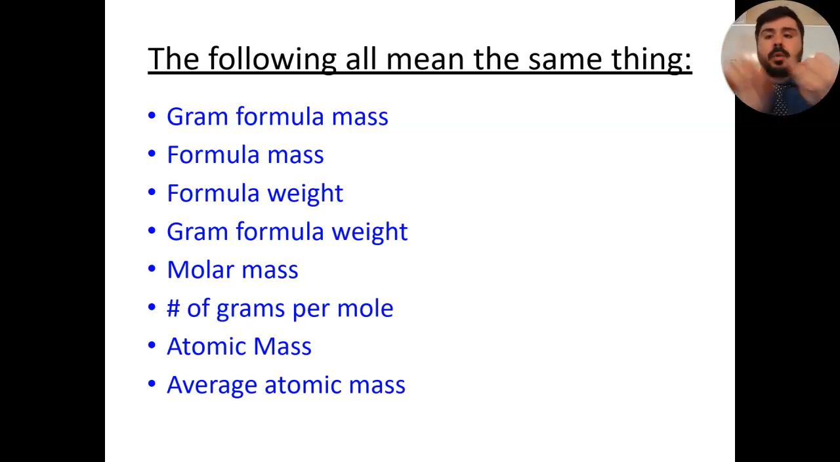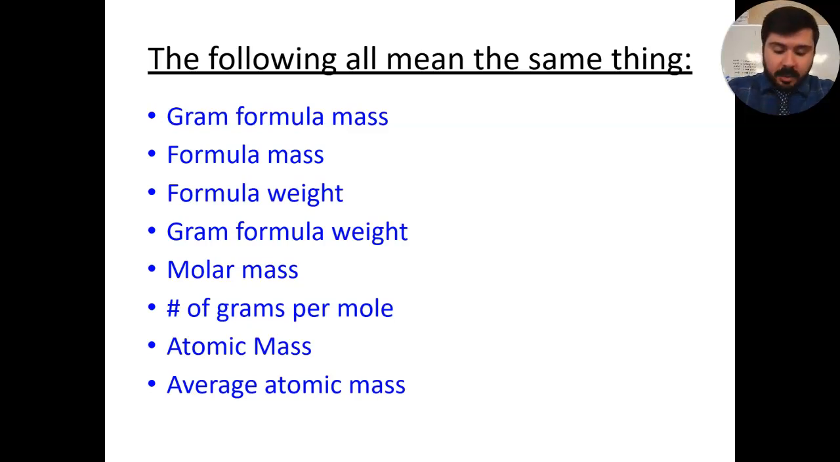So all of these words here: gram formula mass, formula weight, gram formula weight, molar mass, number of grams per mole, atomic mass, average atomic mass. Anytime you encounter these words and phrases here, guys, they all mean the same thing. They all essentially mean gram formula mass, the mass that you see in the upper left-hand corner on the periodic table, just like you see here for carbon, and just like you see for basically every single element on the periodic table. Okay, so it's pretty common practice to look at the masses on this periodic table here and be able to determine that they all mean the same thing. So all of these words here, all these phrases here, all mean the same thing.